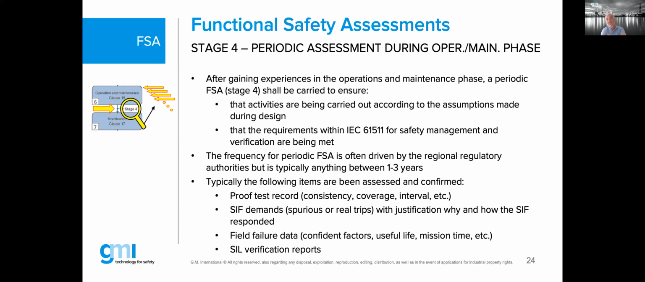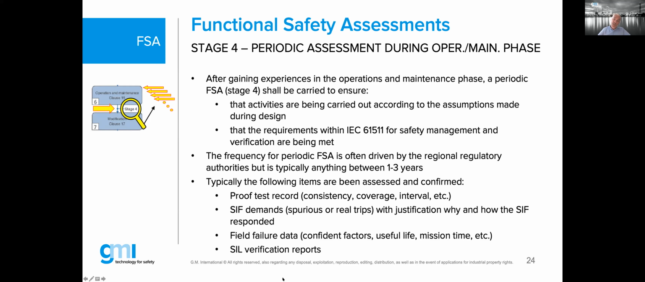Typically, as everyone knows, production is always winning in this game. Once you have a trip spurious, as an example, or a nuisance trip, means not necessary, it was an unwanted trip, the main target for all the teams around the world is to start up as soon as possible. Don't think too long. Try to start up again because you have to make production. We all know the pressure is sometimes very high, but we still want to see what was the reason and the justification. Why or why not, and how did your SIF respond?